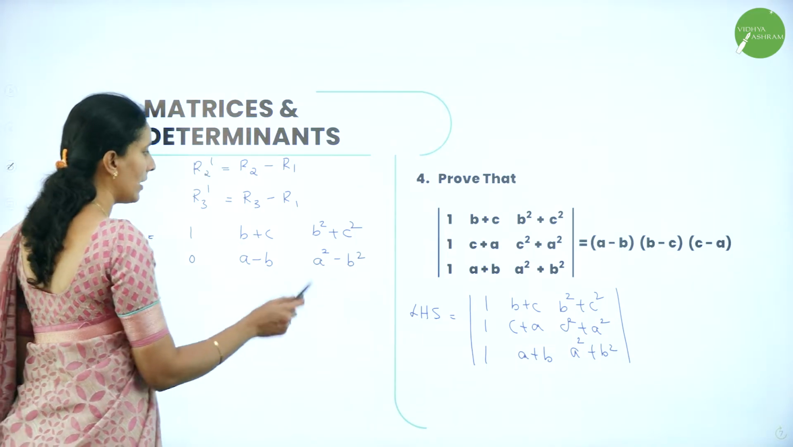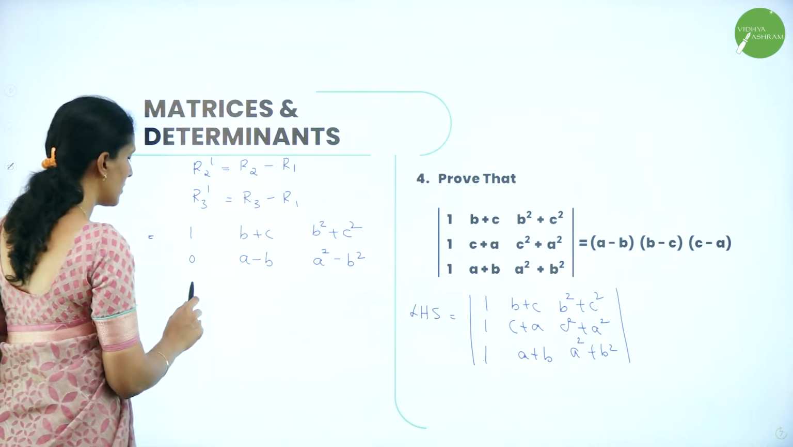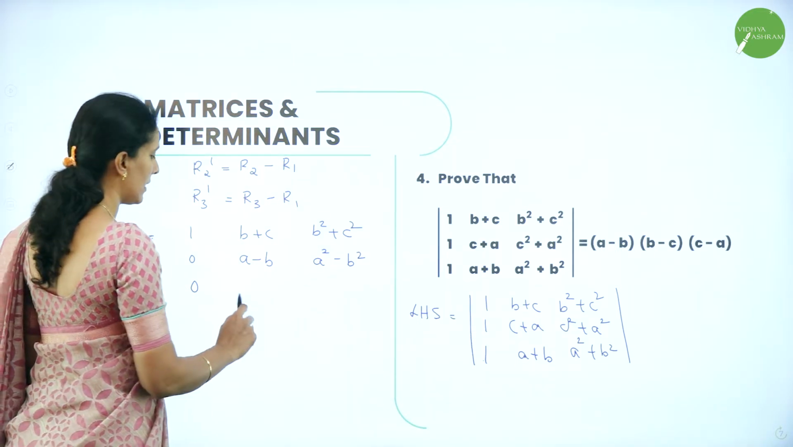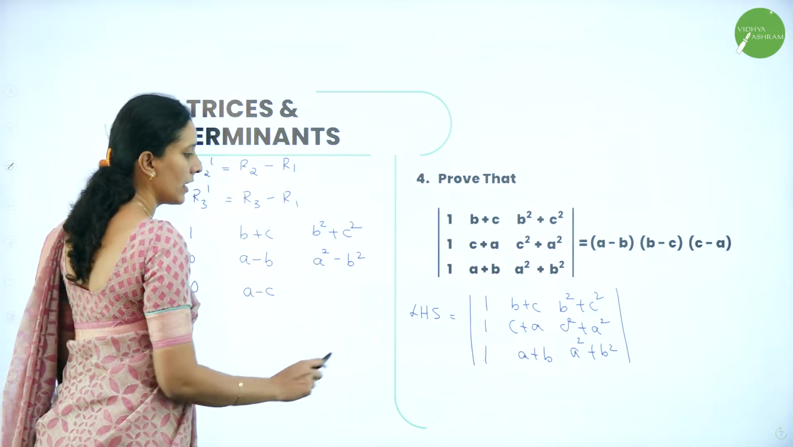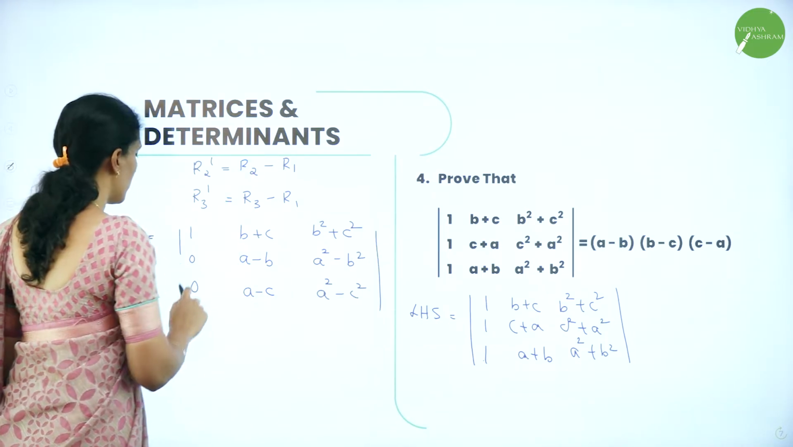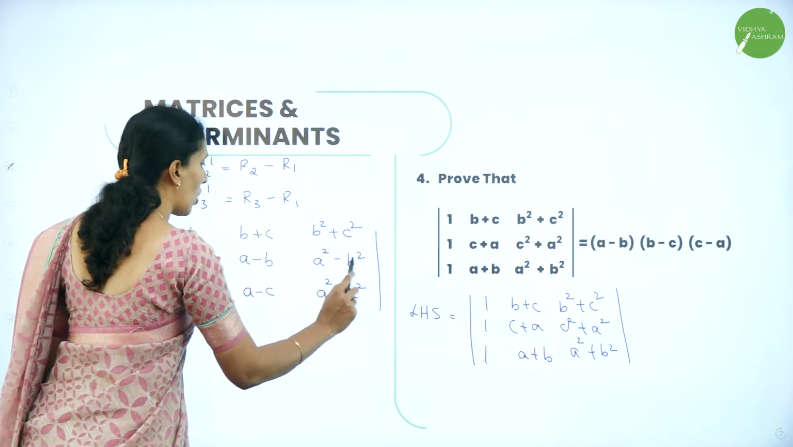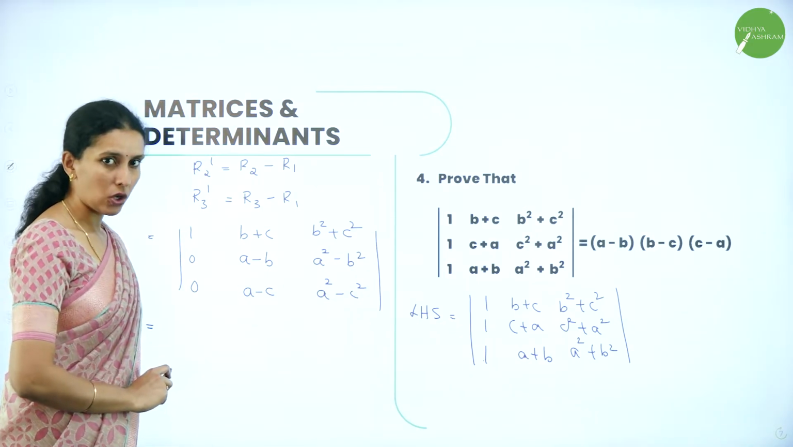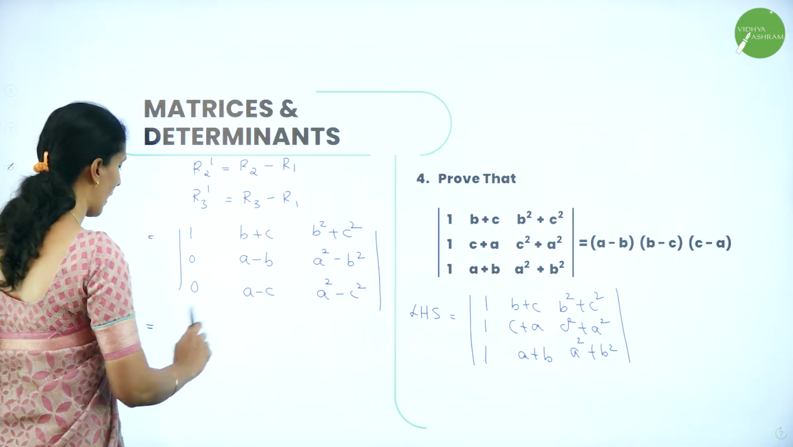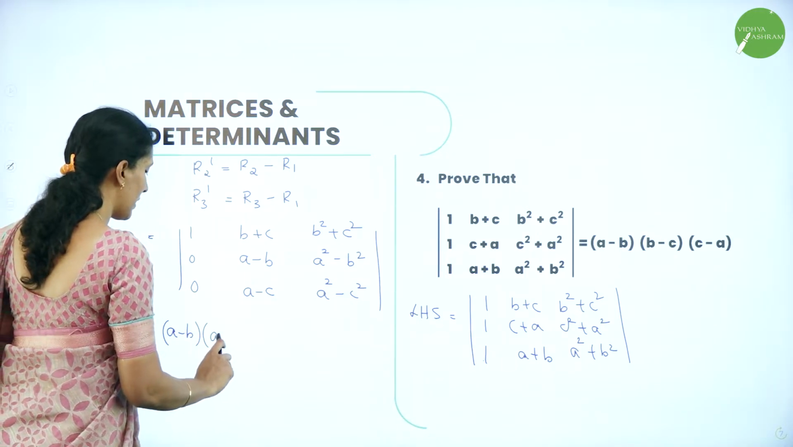Next we have again R3 as R3 minus R1. So 1 minus 1 is 0. A plus B minus B minus C becomes A minus C. Next, similarly, this becomes A square minus C square. So clearly you can observe that in the second column A minus B is the common factor. In the third column A minus C is the common factor. So we can take it out, A minus B and A minus C.